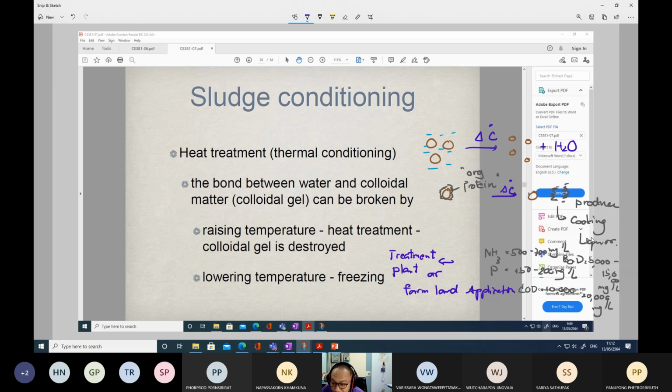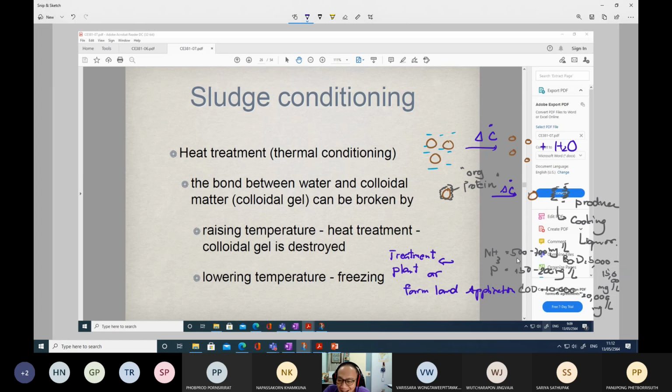So the BOD of this liquid could be very high, between 5,000 to 15,000 milligrams per liter. The COD could be between 10,000 to 30,000 milligrams per liter. Very, very high. The nitrogen is between 500 to 700 milligrams per liter. I think higher BOD and higher COD is common. It's not that difficult to treat, but the problem with this one is nitrogen and phosphorus.